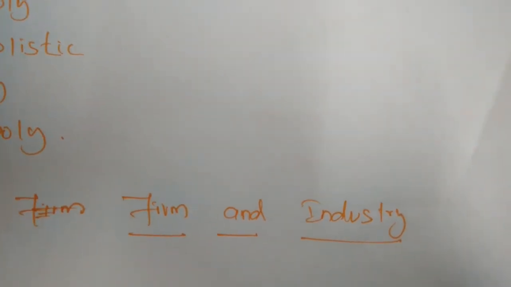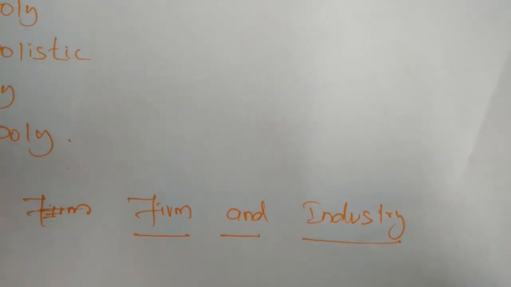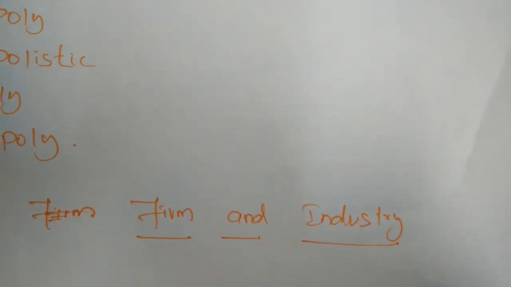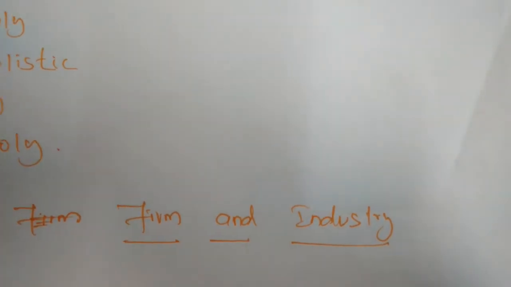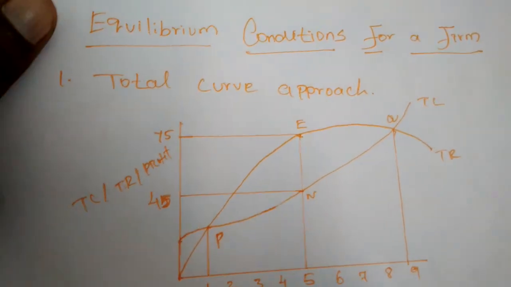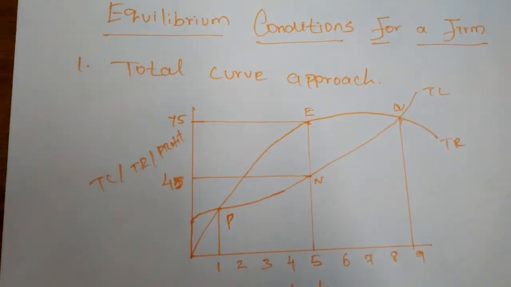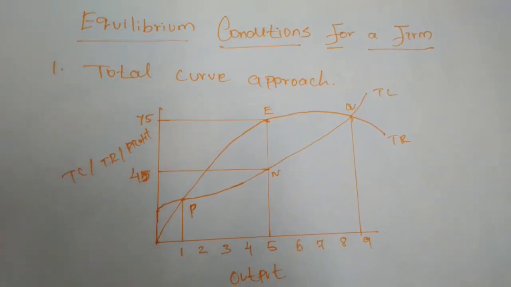And the industries, all over Tamil Nadu or all over India, how many cement companies are there? Every firm is also considered an industry. So next, equilibrium conditions of a firm. Already we have studied the equilibrium conditions.